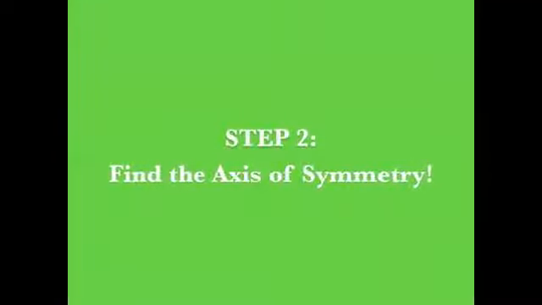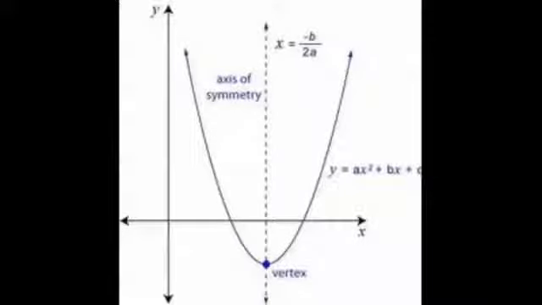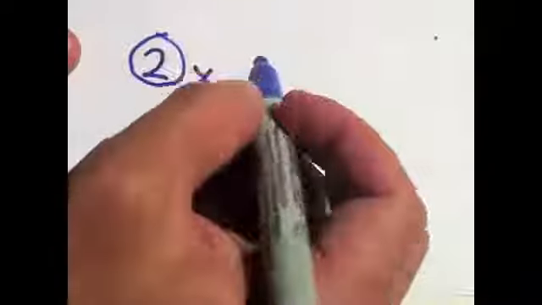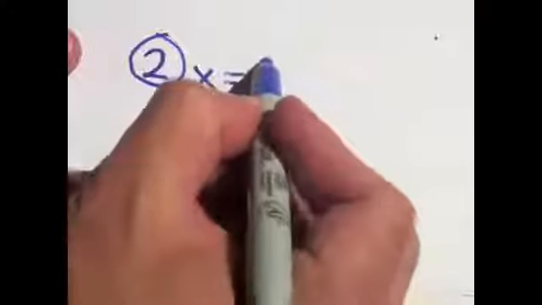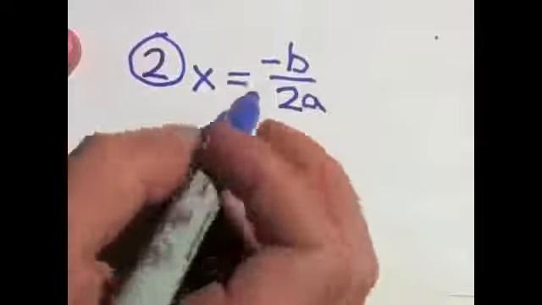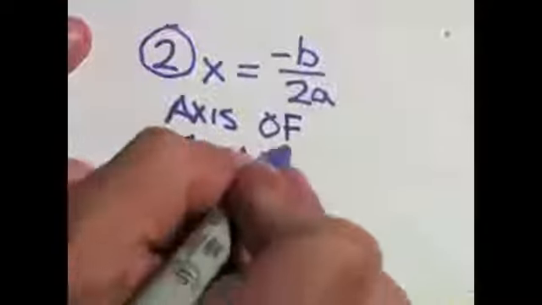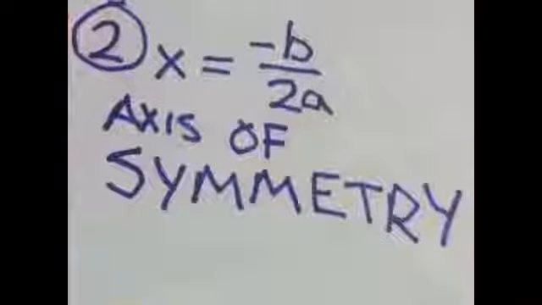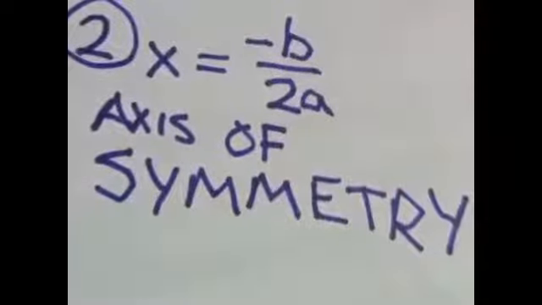Next, we need to find the axis of symmetry. The axis of symmetry is the invisible line that separates two identical or symmetrical sides. The formula to find the axis of symmetry is x equals negative b over 2a. Alright, so for step 2, I'm going to write it again. X equals negative b over 2a. Alright, this is our axis of symmetry. Don't forget it. Think of the axis of symmetry as a mirror, projecting the same image on the other side.